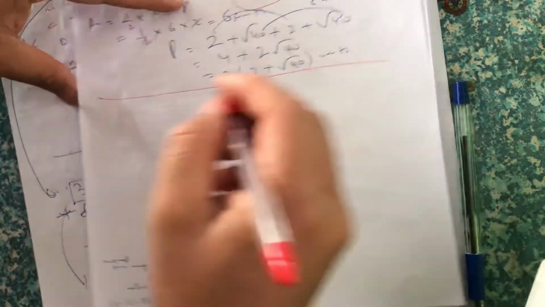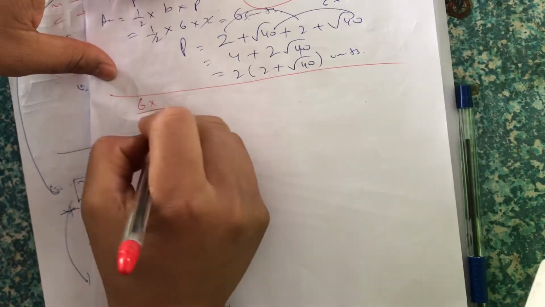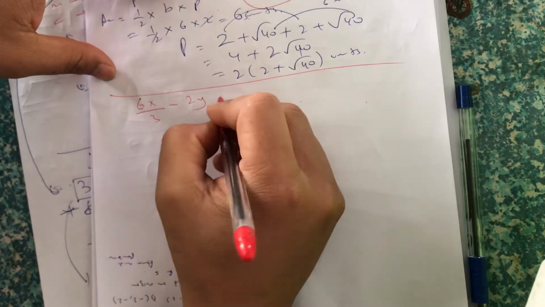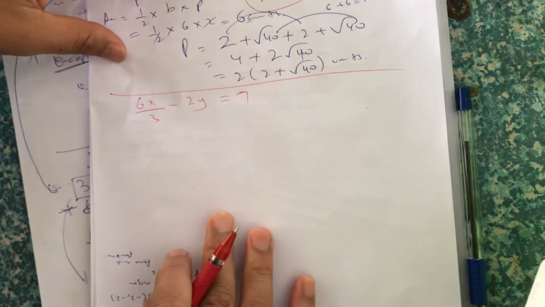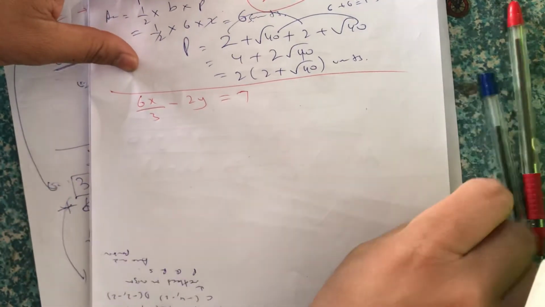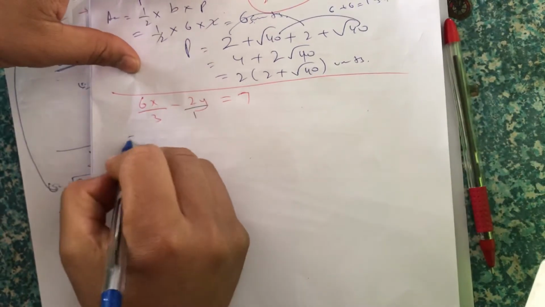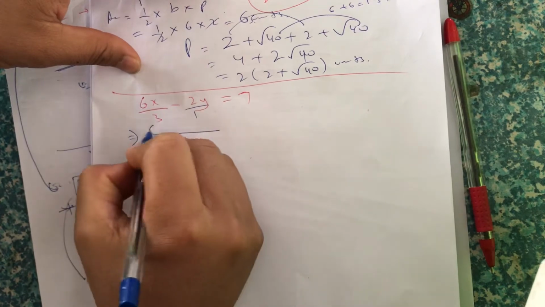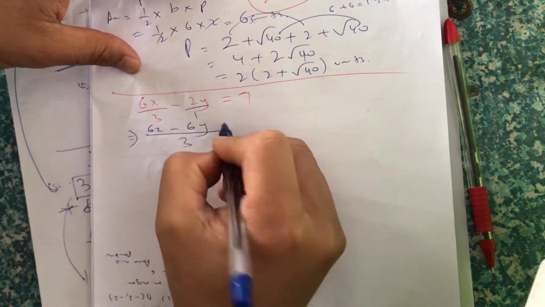So let's say, for example, I have 6x by 3 minus 2y is equal to 7. If I have something like this, then what do I do? First thing is I need to go ahead and find the LCM. So I find the LCM, that is 3. 6x minus 3 2s are 6y is equal to 7.